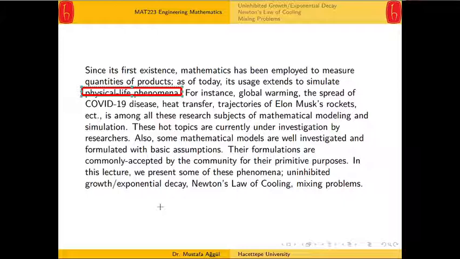One of the purposes is also education. We teach how to model using differential equations with these assumptions and with these primitive equations. In this lecture, we will cover some of those. The first one is uninhibited growth. The second will be exponential decay. The first and second are pretty much the same. They lead to the same differential equation except with a minus sign in front. The next one will be Newton's law of cooling, and the last one will be mixing problems.